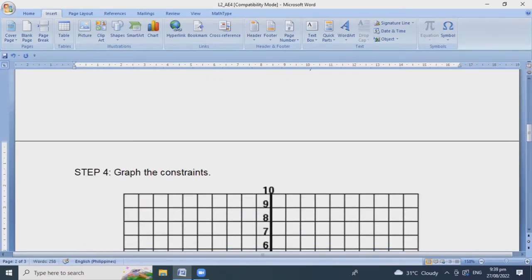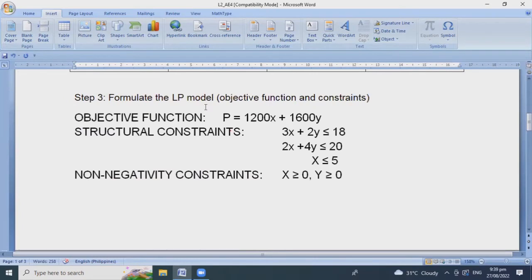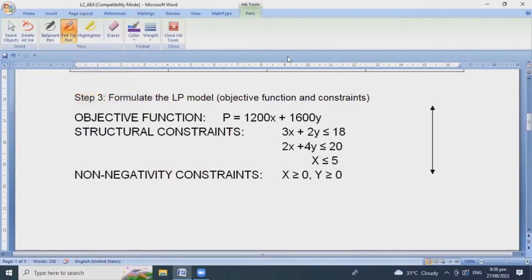Okay, so step 4, let us graph. To graph, we need to use the x and y intercepts. So simulan natin dito sa 3x plus 2y less than or equal to 18. Let us get the x-intercept and the y-intercept. For this one, x-intercept, cover y. So 3x less than or equal to 18. So 18 divided by 3 is 6. 6 comma 0. And then for the y-intercept, cover x, it will become 2y less than or equal to 18. So 18 divided by 2, so that is 0 comma 9.